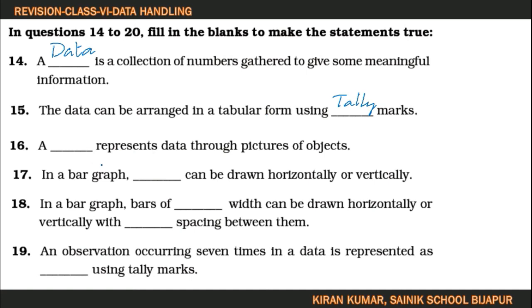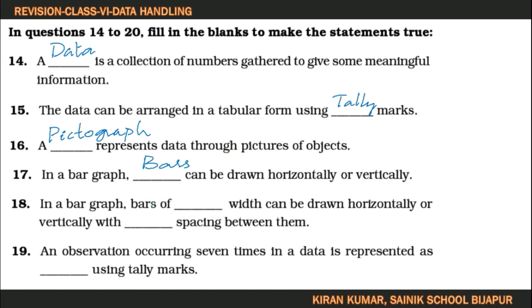16th. A dash represents data through pictures of objects. It's a pictograph, which represents the data in pictures of objects. Pictograph. 17th. In a bar graph, dash can be drawn horizontally or vertically. This is bars. Bars can be drawn horizontally as well as vertically.